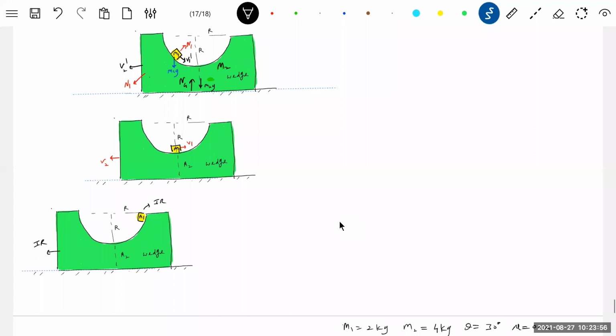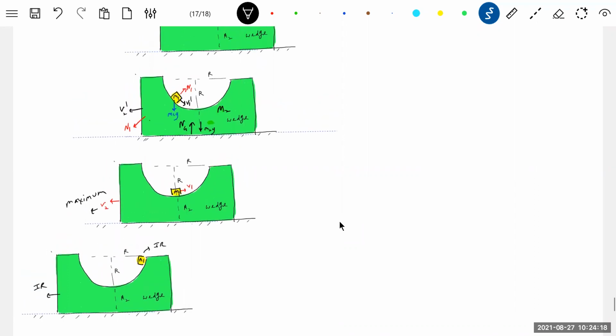Then again, what will happen? Again the wedge and again the block start moving like this. The block and the wedge will be oscillating. So, what is the maximum velocity now? This was the maximum velocity. This V2 is the maximum velocity. Are you getting it?